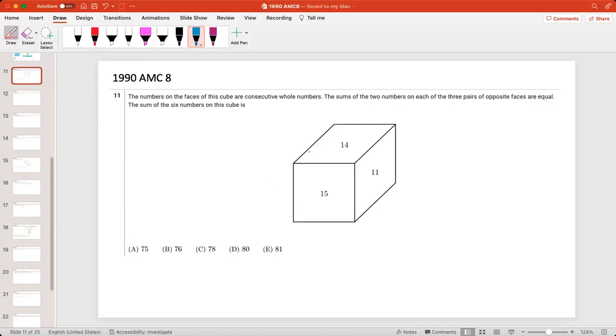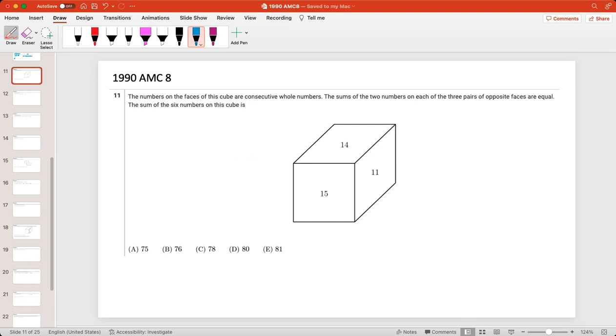Hello, good morning, and I'm going to review today the 1990 AMC8. As I told before, the problems in AMC are getting increasingly difficult year over year. So let's see how this one goes.